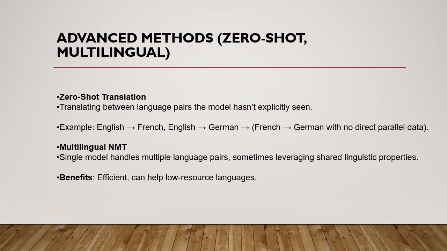Let's discuss advanced methods. Zero shot translation translates unseen language pairs without direct data. Multilingual neural machine translation: a single model translates into multiple languages. Main benefits are that it is efficient and supports low resource languages too.